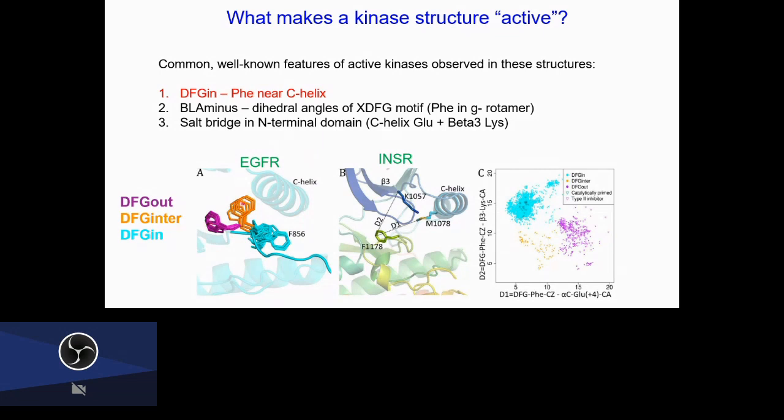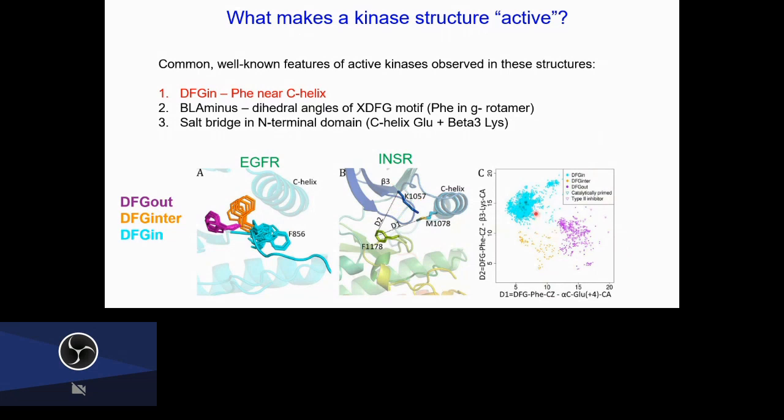Many kinases have some positions of that phenylalanine that are intermediate. So we used a couple of distances: from the C-zeta atom of the phenylalanine ring to the lysine of the salt bridge in the N-terminal domain, as well as to an amino acid that's 4 residues after the glutamic acid of the salt bridge in the N-terminal domain. On the right-hand side is a scatter plot of those two parameters. The cyan points up here are all DFG-in. They have a distance where the phenylalanine ring is close to the C helix, but further away from the lysine C alpha.